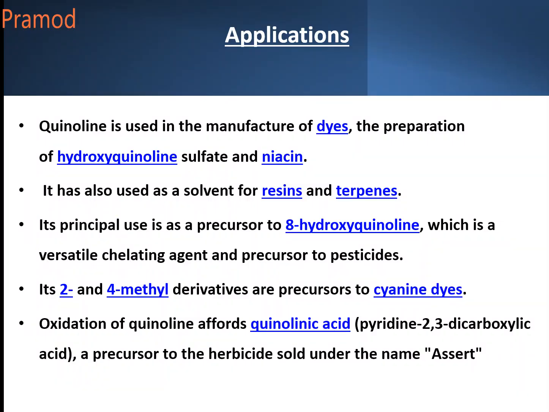Application: it is used in the manufacturing of dyes, hydroxyquinoline sulfates and niacin, and as a solvent for resins and terpenes. Also for the preparation of 8-hydroxyquinoline, which is a versatile chelating agent and precursor for pesticides, and also used for the manufacture of antiviral agents. The 2 and 4 methyl derivatives are the precursors of cyanine derivatives, whereas the oxidation product, quinolinic acid, that is pyridine 2,3-dicarboxylic acid, is the precursor for herbicides. So these were some of the applications of quinolines.